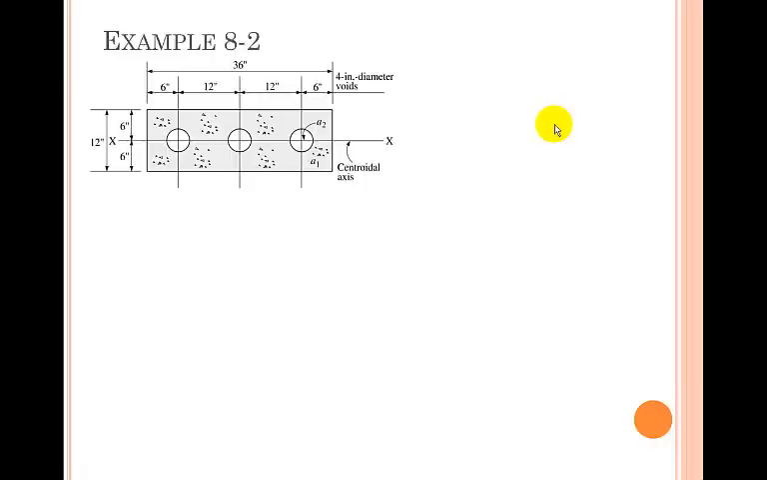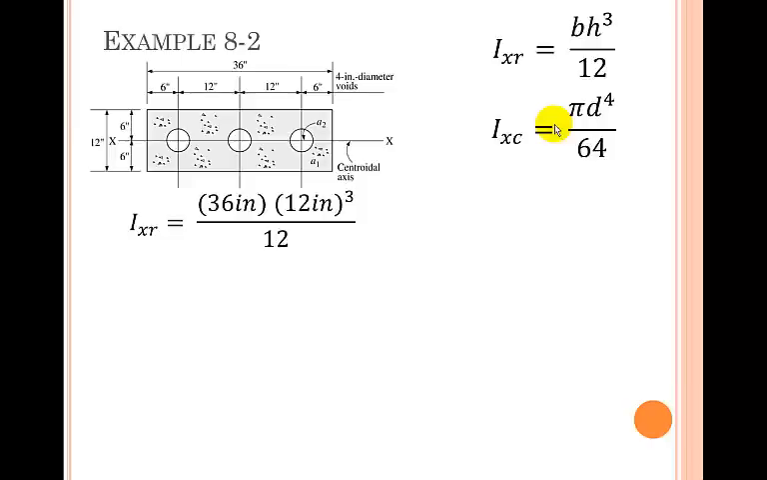Now this is an example of a composite member. A composite member has multiple shapes, so we're going to have to deal with the rectangle and the circles. For the rectangular shape, I call that IXR, we have the same formula. For the circles, it's pi d to the fourth divided by 64. And we'll view those as negative area moment of inertias.